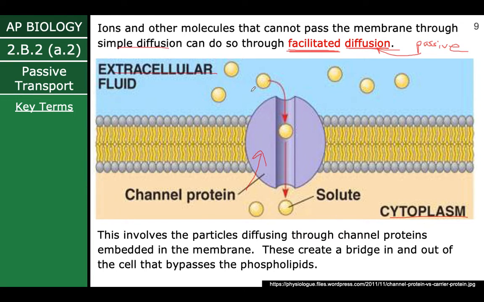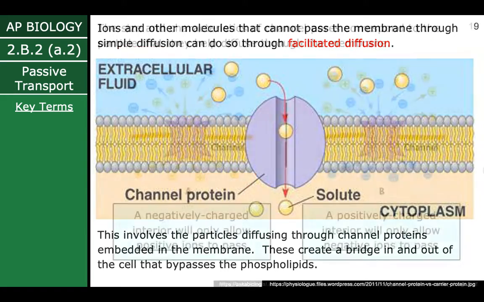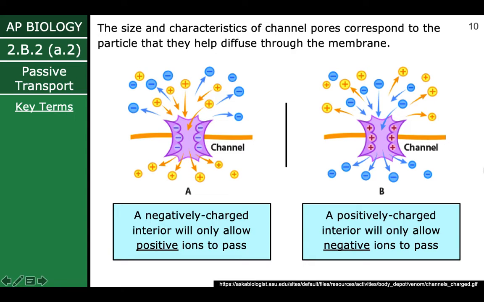Because without this channel, there'd be no way for those yellow solutes to make it in. You're going to see things go in and out of cells through channels a lot, and we're going to practice with it. But for now, I just want you to picture it as a hole that is very specific about what things it can let through. So when you start thinking about channels, I want you to think about specificity.